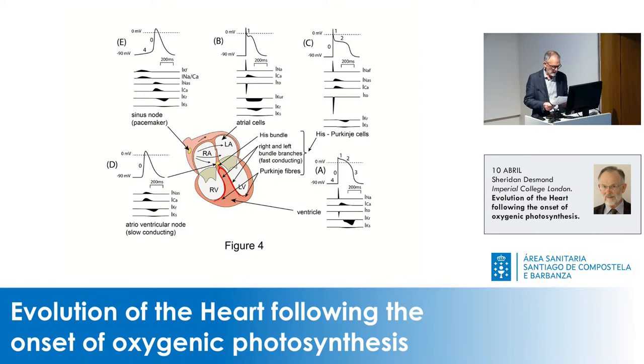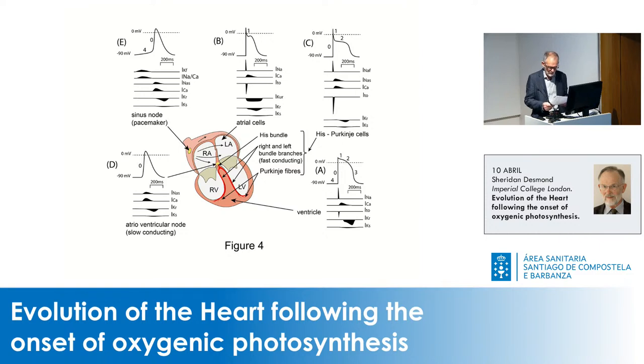Regulation of the heart rate and rhythm is a vital aspect of cardiac function, and this was achieved by the evolution of action potentials of different configurations in the various cell types within the heart, and by carefully regulated spread of action potentials through the atria and ventricles.